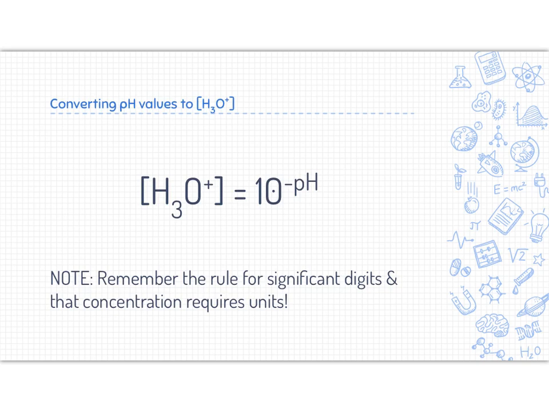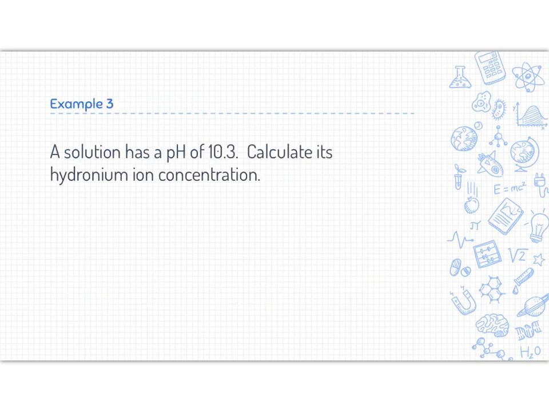What happens if you were just given a pH and asked to find the concentration of H3O plus, or remember, the concentration of H plus? Well, we can use 10 to the negative pH. So to get this, you can just say second log, and that will bring up the 10 to the power button. So a solution has a pH of 10.3. Calculate its hydronium ion concentration.